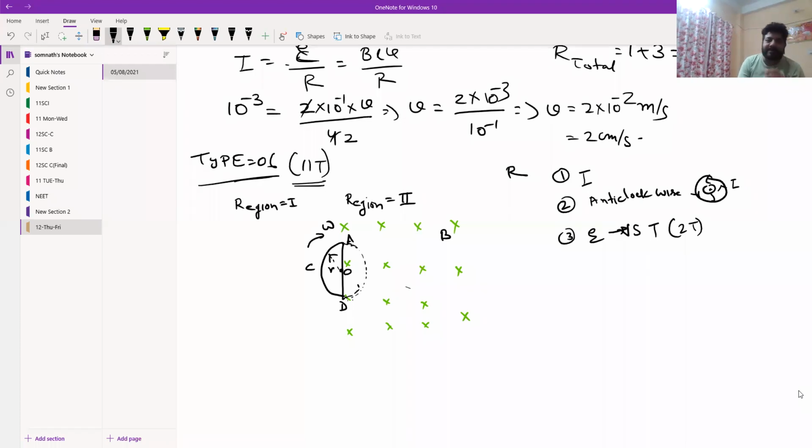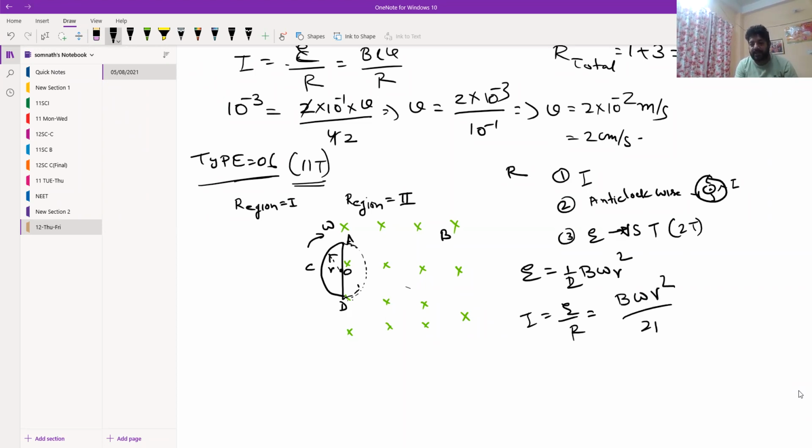Yes, sir. Now look at this. If you remember, I said that whenever you have this angular velocity type of question, you can directly write induced EMF is half B omega L squared. Sorry, not L, R. The radius is R here. So you can write directly induced EMF is half B omega R squared. Then the current is induced EMF divided by resistance. So I can write B omega R squared by 2R. Yes or no? First part done.